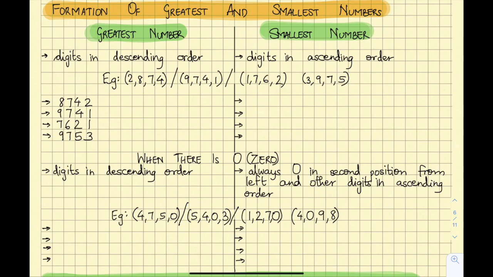Now we'll form the smallest number by arranging the digits in ascending order. So 2874, smallest digit is 2. Then we have 4, then 7 and 8. So 2478 is the smallest number. And out of the digits 9741, 1 is the smallest. Then we have 4 and 7 and 9. So 1479 is the smallest number. Then out of the digits 1, 7, 6 and 2, the smallest digit is 1. Then we have 2 and 6 and 7. So 1267 is the smallest number.